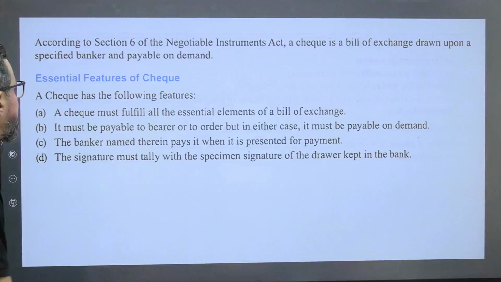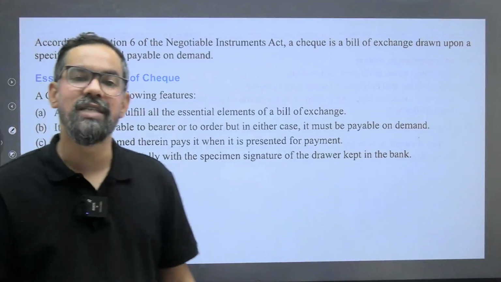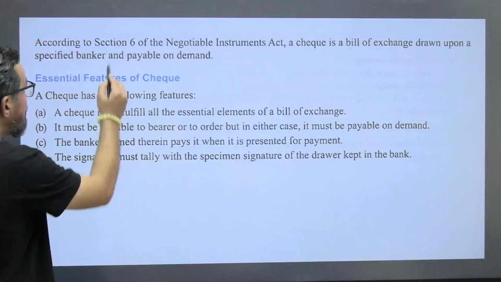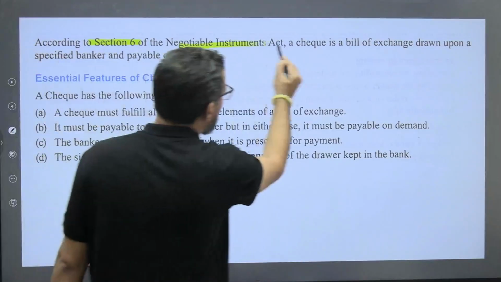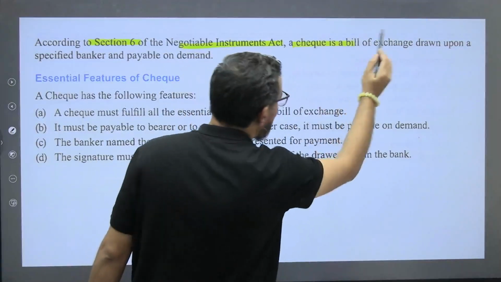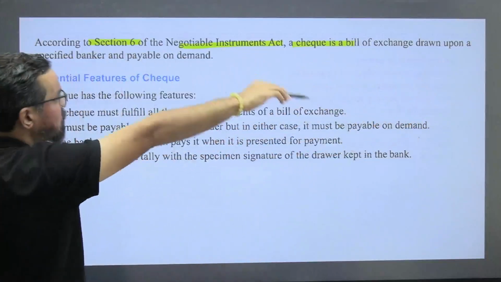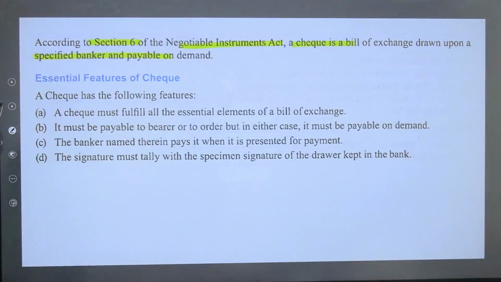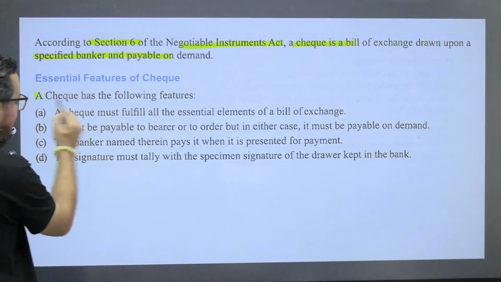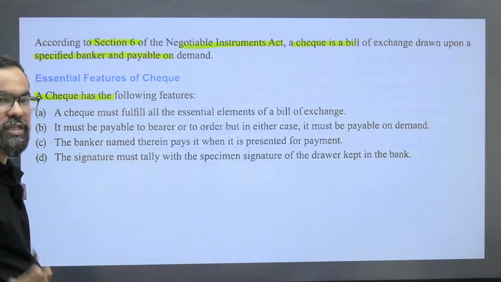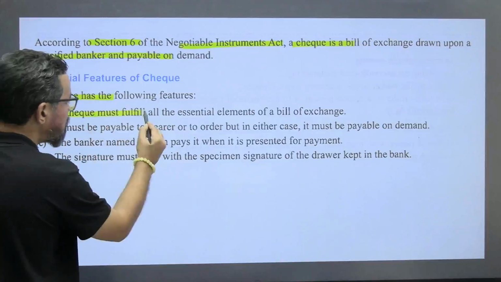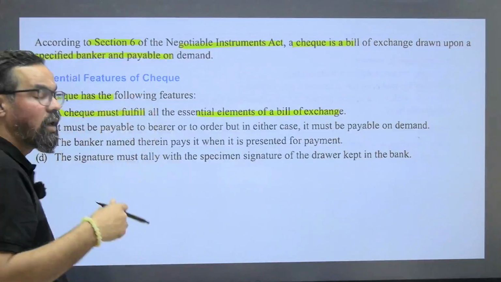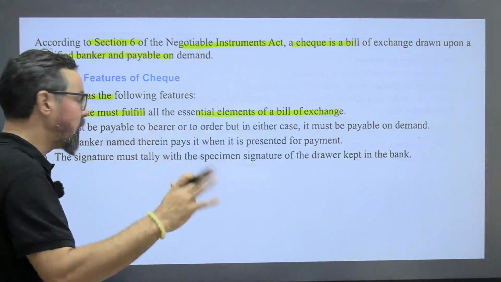Now the next one, the final instrument, is the check. Very simple one. We all know the check and the things around us. Section 6 of the Negotiable Instruments Act 1881: a check is a bill of exchange drawn upon a specified banker and payable on demand. So, features of a check. This is the only content given in your book. A check must fulfill all the essential elements of a bill of exchange, meaning a written unconditional order and those kinds of things.